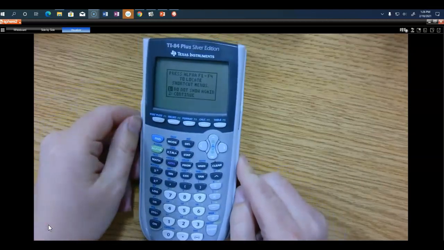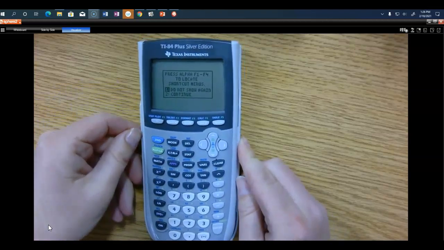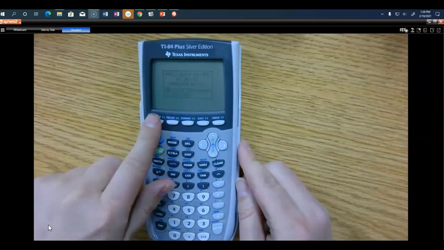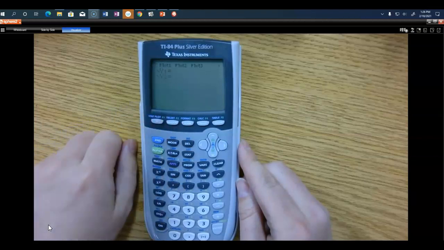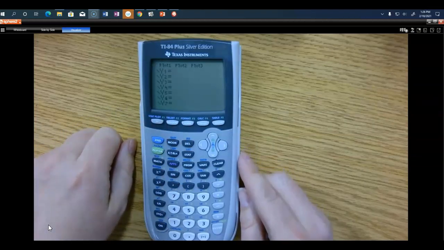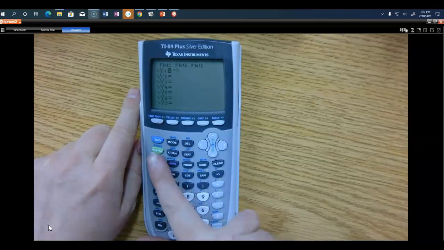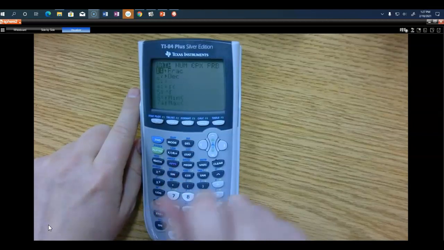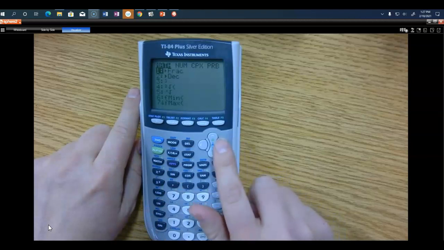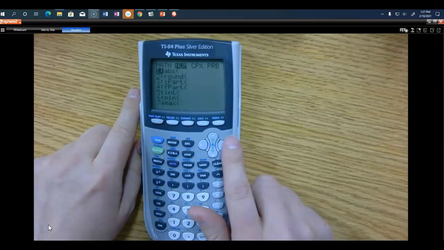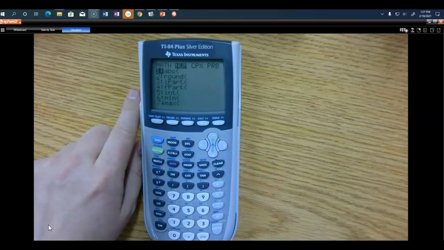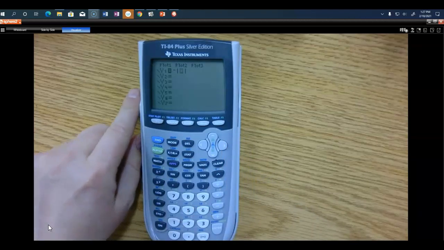So first of all, we want to put our function in, of course. So let's go ahead and push y equals, and we want to type in our function. Now, the function that we were doing on the last page was negative and then absolute value. How do we get absolute value? You're going to push the math button, scroll over to NUM, and the very first option there says ABS with parentheses, so we're going to click 1, and that puts absolute value bars on our things.